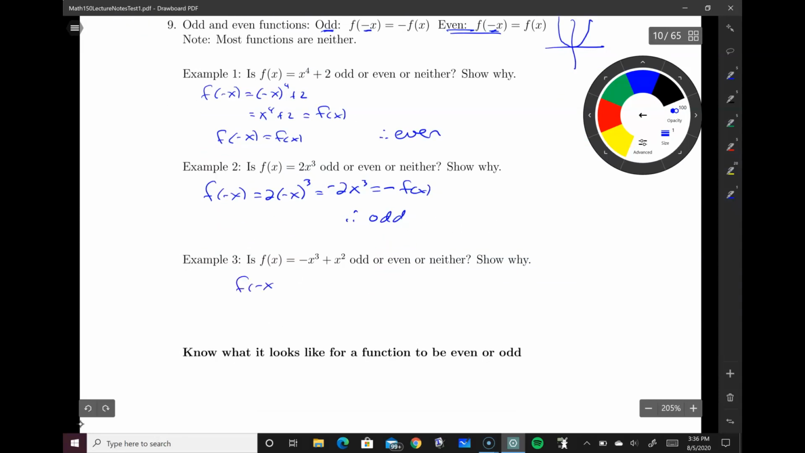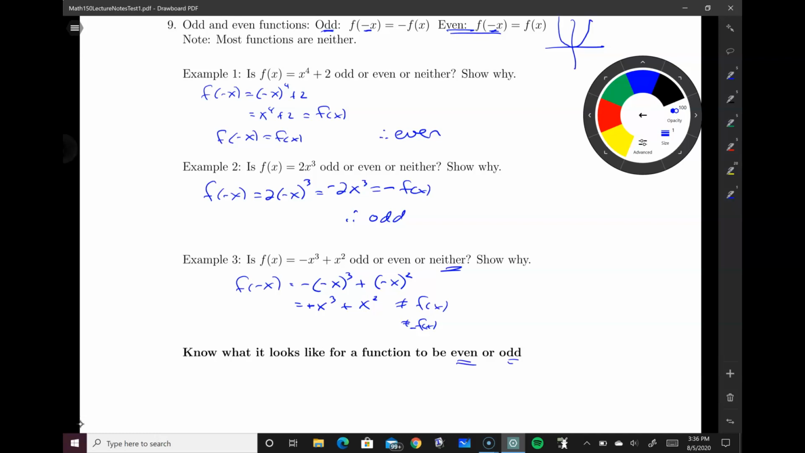If I substitute in negative x, this gives me a negative times a negative, so that gives me a positive x cubed plus an x squared. This is not f of x, and it's not negative f of x. It's neither, so it's neither even nor odd. So keep in mind what it means to look even, like y equals x squared, and what it looks like to be odd, like y equals x cubed.